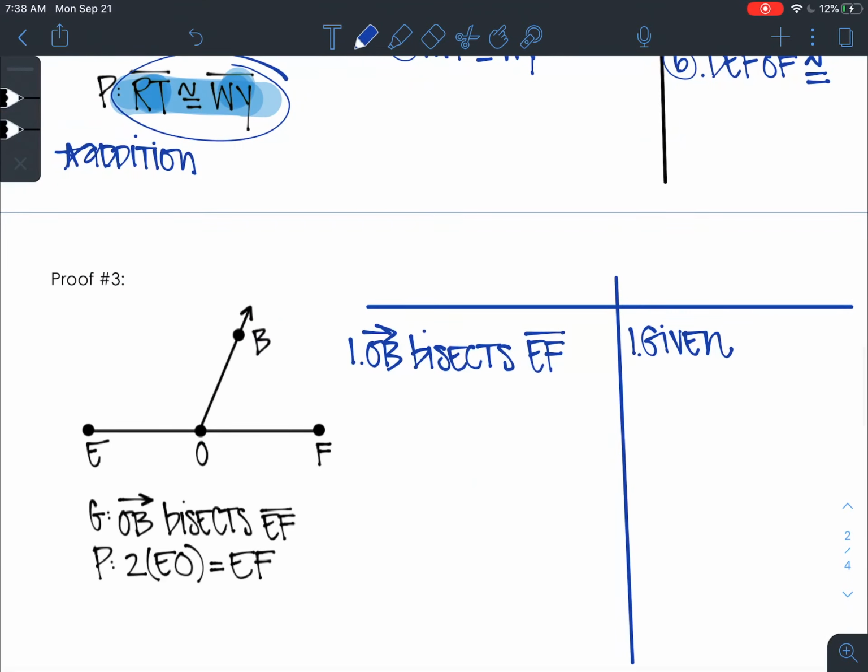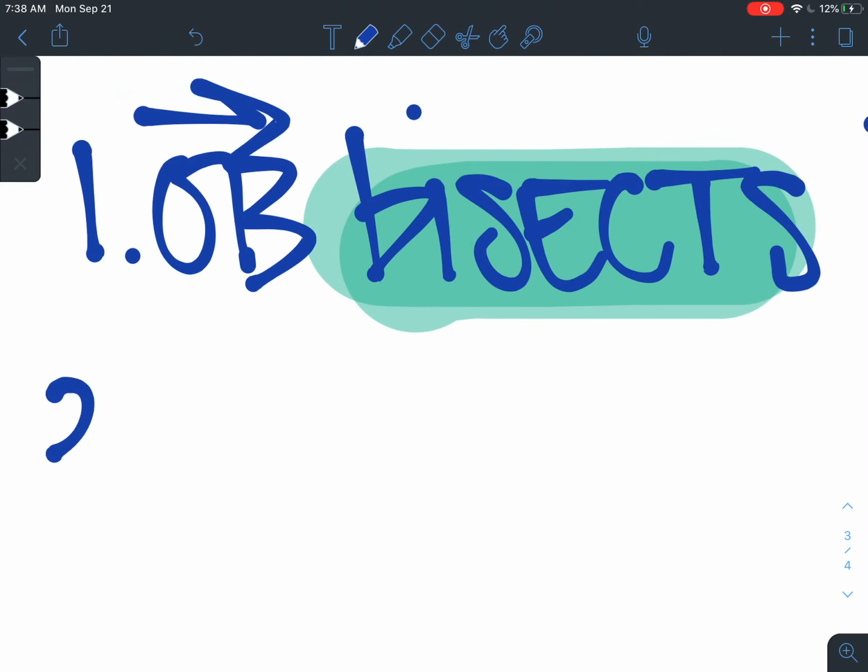Okay, here we go. So this one's actually going to be kind of fun because we have a lot to build off of, okay? So it says that ray OB bisects segment EF, right? So what I want you guys to think of right now is the definition of a segment bisector. So what it is, it's a line, ray, or segment that intersects a segment at its midpoint, and that's key there. All right, so what does that mean about point O? Well, what that means is that O is the midpoint, and so that's where I'm starting.